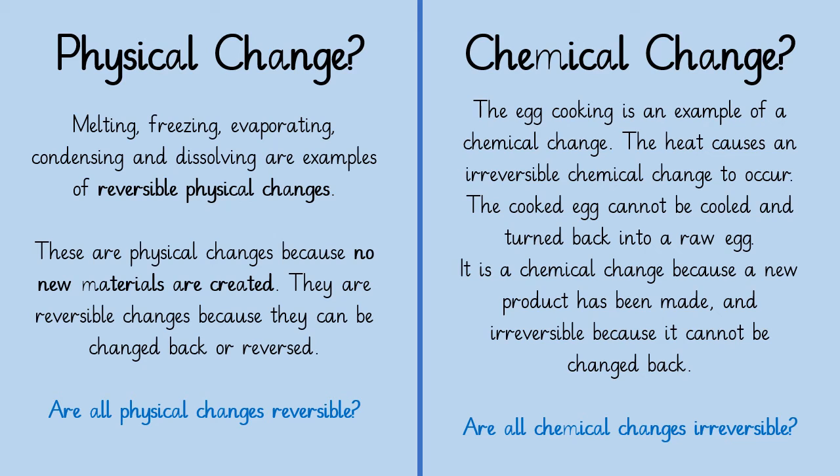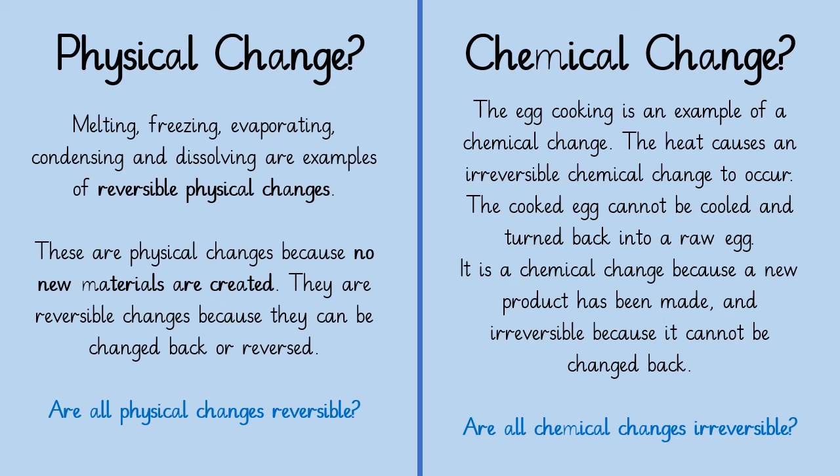Well, a physical change is things like melting, freezing, evaporating, condensing and dissolving. They're all examples of reversible physical changes. These are physical changes because no new materials are created. They are reversible changes because they can be changed back or reversed. So these are kind of like the changes we were looking at the last few weeks. For example, dissolving the salt into the water. There's no new product made and we can get the original products back. So to think about, are all physical changes reversible?